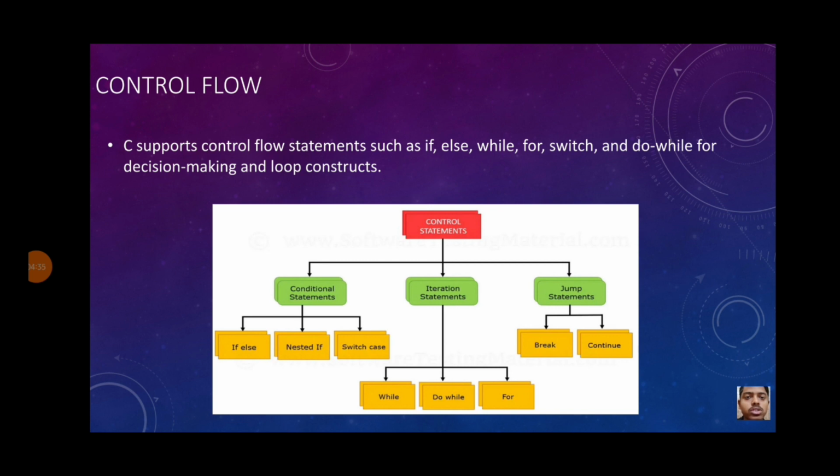Control flow. C supports control flow statements such as if, else, for, switch, and do while for decision making and loop constructs. You can see in the flow chart here. Control statements are divided into 3: conditional statements, iteration statements, and jump statements. And these are divided again.